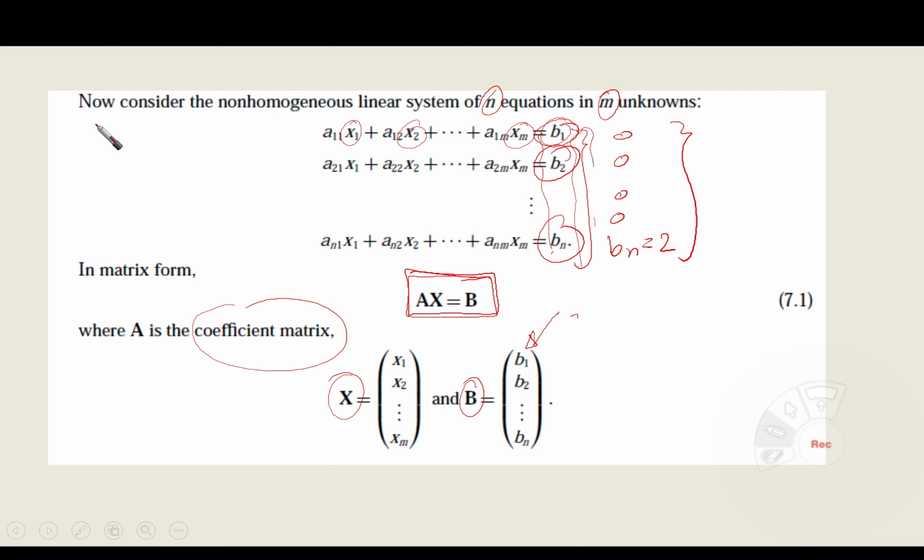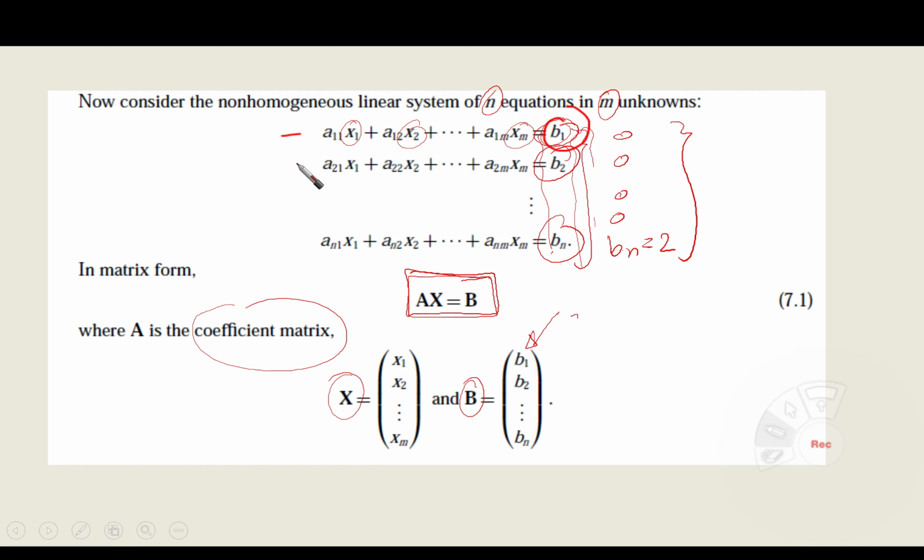Whenever you have a set of equations, as you can see here, it has a coefficient multiplied by one unknown, which is x1, and then in the same equation we have different coefficients multiplied by m unknowns. So in every equation we have m unknowns, and on the right hand side of the equation there is a value, which is b1.